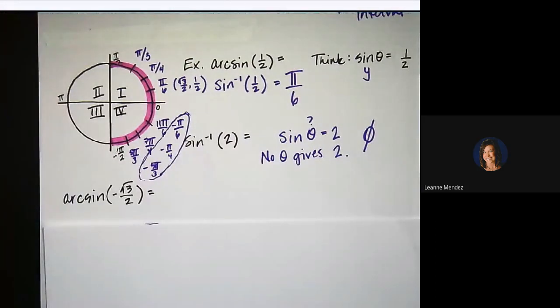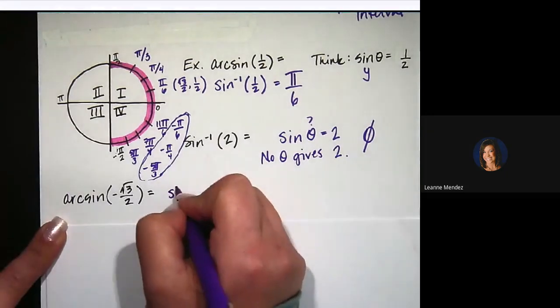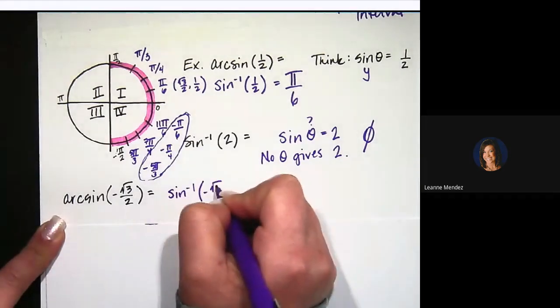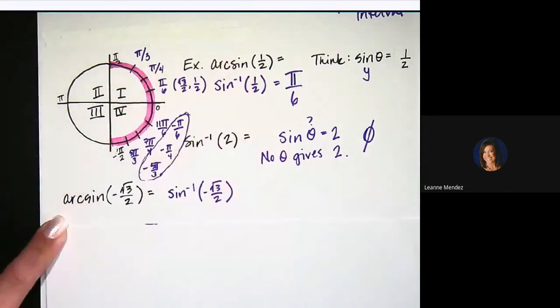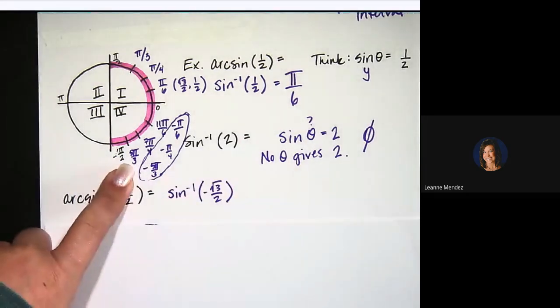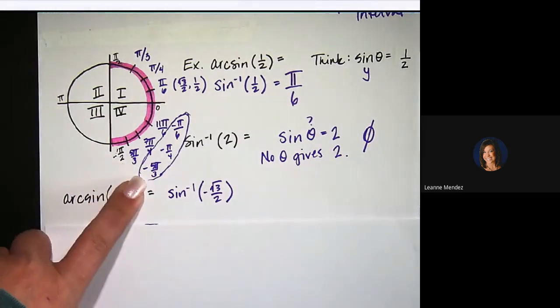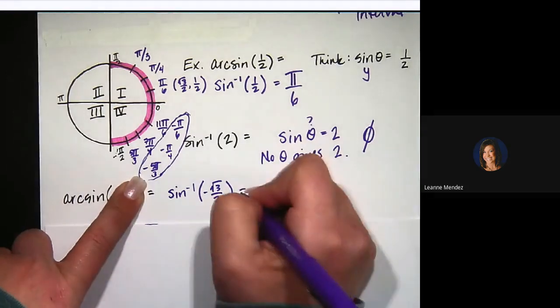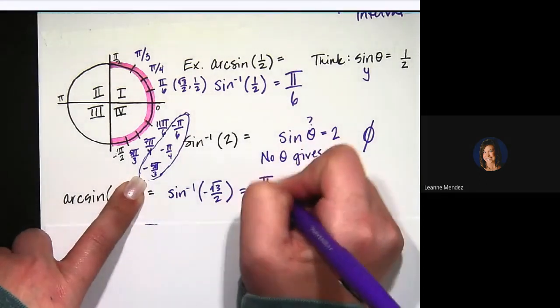Arc sine of -√3/2. So again, arc sine is the same thing as sine inverse of -√3/2. Which of these special angles have a y coordinate of -√3/2? What do we think? That's going to be right here. The 5π/3, but I'm going to express it as a negative since that's my principal interval. Has to be between -π/2 and +π/2. So this is going to be -π/3.